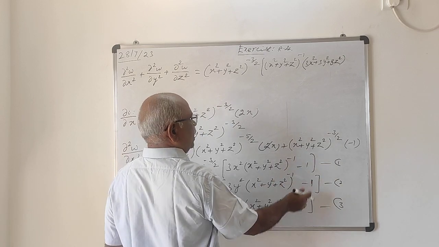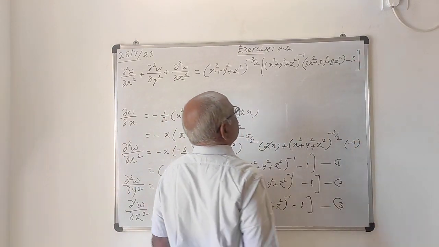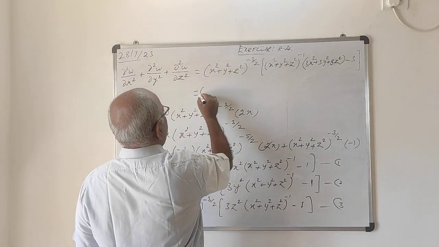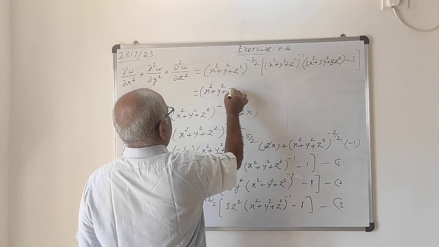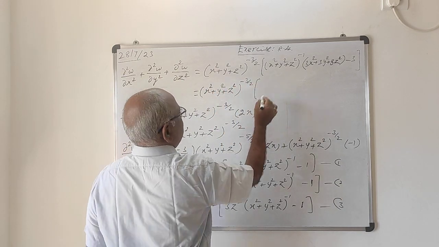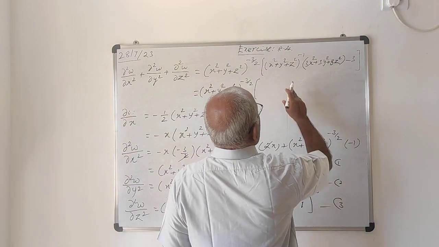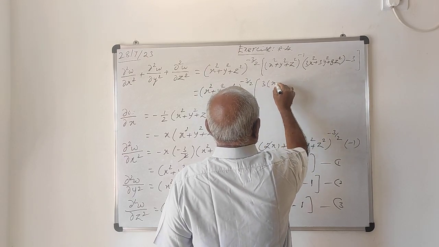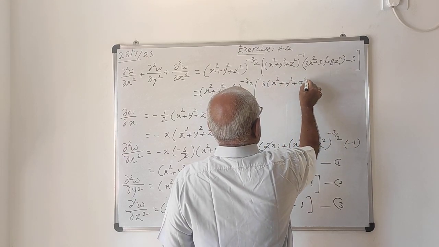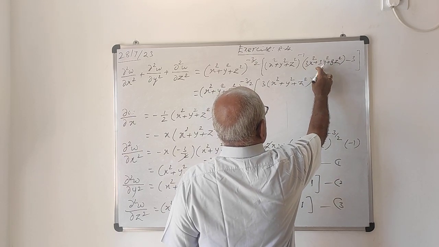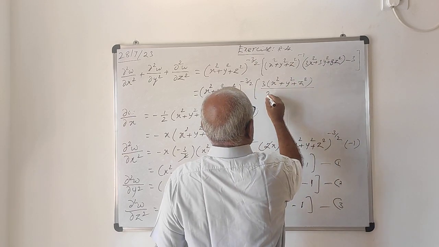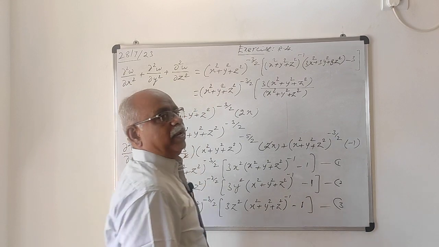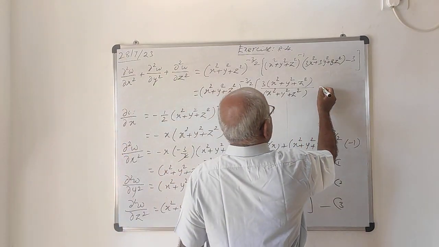Minus 1, minus 1, minus 1, adding all these gives minus 3. This is again nothing but (x squared plus y squared plus z squared) power minus 3 by 2 into. This term becomes the denominator of this, that is 3 into (x squared plus y squared plus z squared). If I take 3 common, I will get 3 into (x squared plus y squared plus z squared) divided by (x squared plus y squared plus z squared) power 1, bringing the power minus 1 to the denominator, then minus 3.